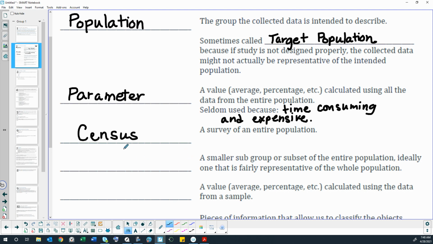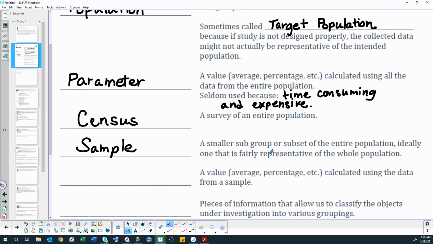Okay. A sample is a smaller subgroup or subset of the entire population, ideally one that is fairly representative of the whole population. So you know how we have a target population, we want our sample to be such that it will represent that target population so that our population and our target population are basically the same thing. We get what we want. Okay, a value, average, percentage, etc., calculated using the data from a sample, that is called a statistic.